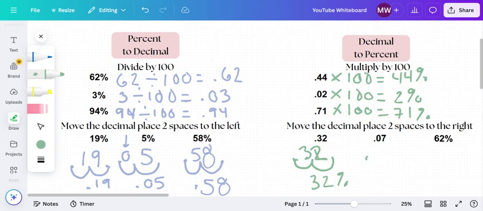Here, we've got 0.07. I'm going to move my decimal 2 spaces to the right, 1, 2. Now that leaves me with 07. I don't need to write that 0 out in front of a 7 when it's a whole number, so I will just write 7%. Our last example will be 0.14 or 14 hundredths. So I'm going to move my decimal place 2 spaces to the right, and now I have 14%.